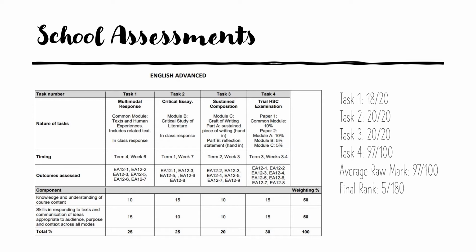So here's the printout from school that you get in your assessment booklet. As you can see, I received 18 out of 20 for task 1, 20 out of 20 for task 2, 20 out of 20 for task 3, and in the trial, which is task 4, I received 97 out of 100. So that's an average raw mark of 97 out of 100, and my final rank in the year was 5 out of 180 students.